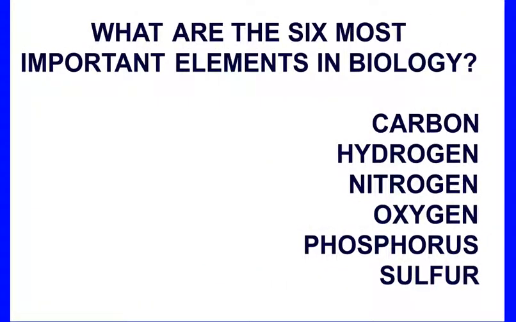So we're going to be looking at some chemistry, some molecules and compounds, and in biology, some of the more important elements that we're going to see in a lot of those compounds are carbon. Carbon's the most important of the six. We'll see a lot of hydrogen and oxygen. Some of our molecules will also contain nitrogen and phosphorus and sulfur as well.